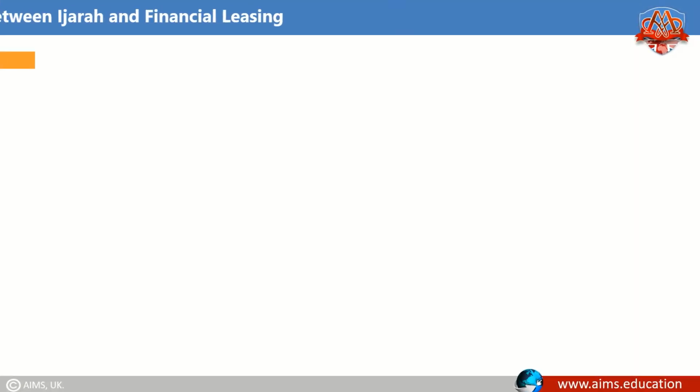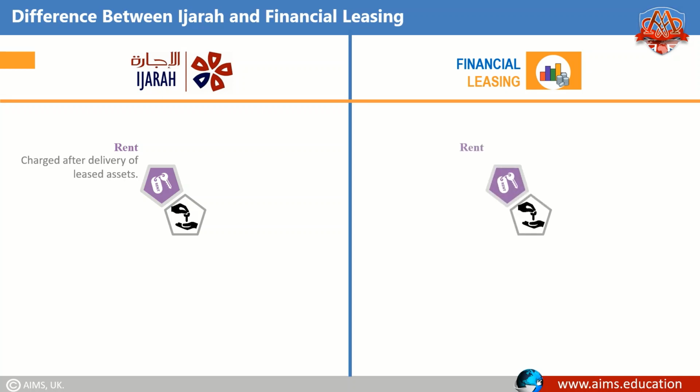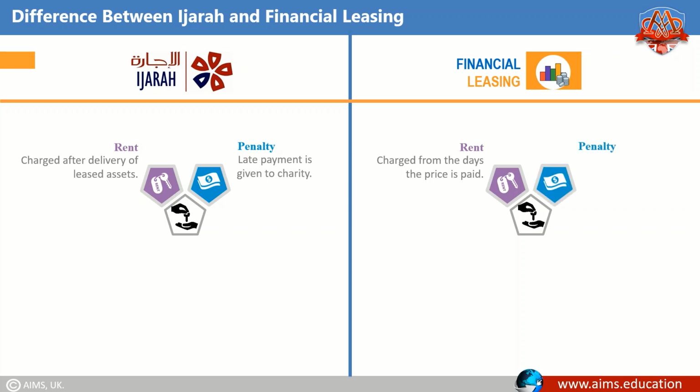The difference between Ijara and financial leasing. In Islamic leasing, rent can only be charged after delivery of the leased assets, while in financial lease, the rent is charged from the days the price is paid, even if the delivery is delayed. In Islamic lease, the penalty of late payment is given to charity, but in financial lease, this penalty is an income of the leaser. At the end of the Islamic lease, the deposit can be refunded to the lessee, but in financial lease, the down payment is not refunded.